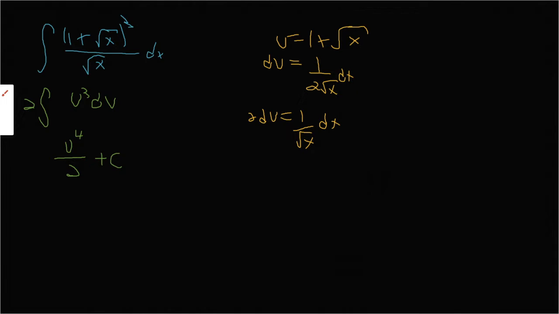Now, we are not complete. Let's substitute 1 plus square root x back in for u, because that was what we said was u. So this is going to be 1 plus square root of x, raised to the 4th power, divided by 2, and then plus c. And that is it.